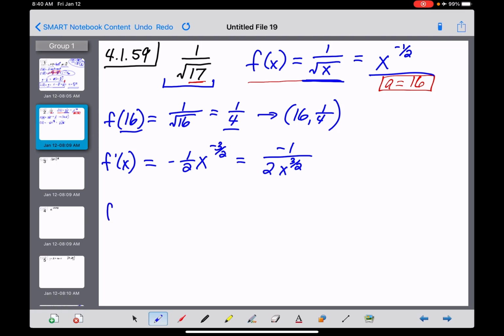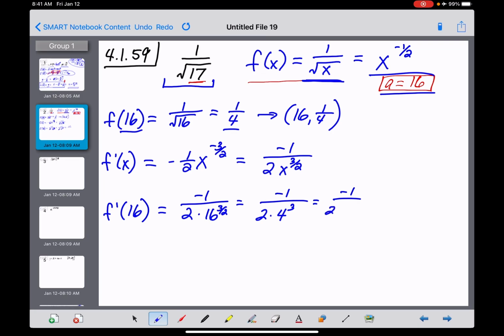So now we're going to evaluate that derivative, f prime, at our a value of 16. So that's going to be negative 1 over 2, and then we're going to take 16 to the 3/2 power. If you guys remember how to do that, for any number to the 3/2 power, you take the square root of that number first and then cube it. So that's going to be a 2 times, again, 16 to the 1/2 power is going to be a 4, but that's going to get cubed. So this is negative 1 over 2 times, let's see, 4 times 4 is 16, times another 4 is 64. So negative 1 over 128.